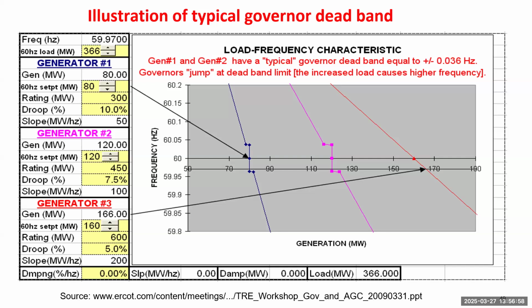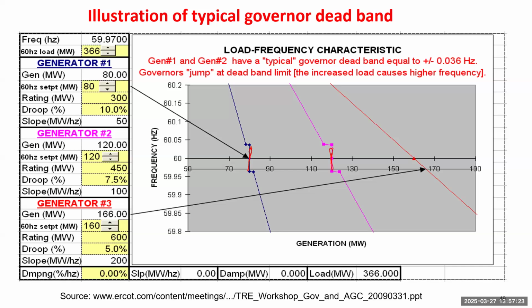But another unit, they both have the dead band. Dead band here is around 40, I guess it's around 40 millihertz for each unit. So within the dead band, you see the generation doesn't change. It's just a vertical line. Doesn't depend on frequency at all.